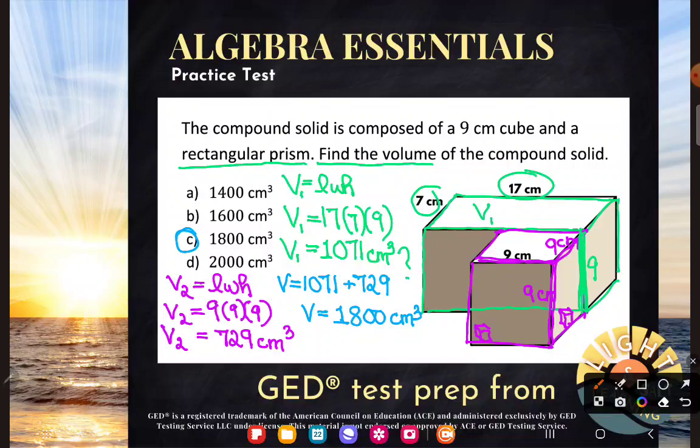So don't panic about compound shapes. It could be compound solids like this one, where three-dimensional shapes are stuck together. It could be a compound flat 2D shape, like a square and a circle or a partial circle, or a square and a rectangle, or a square and a triangle stuck together. But either way, we can go piece by piece.